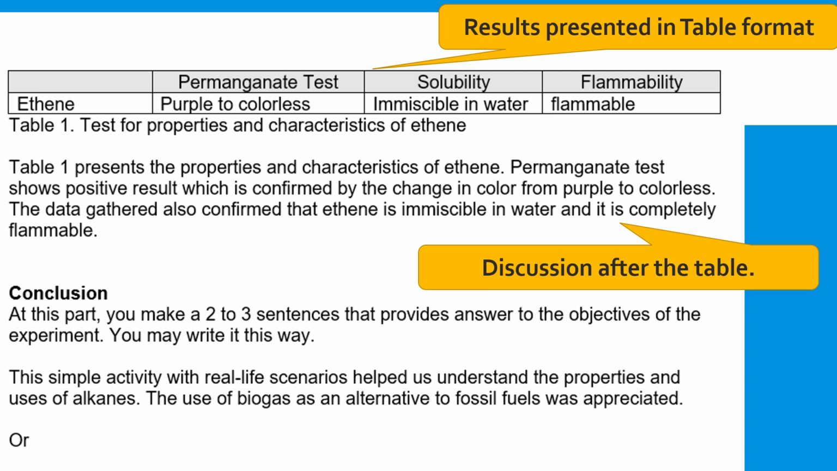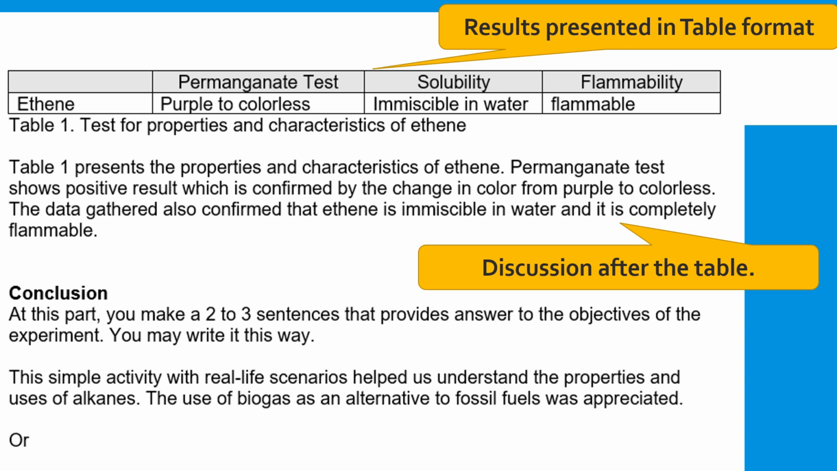Right after the table, you will discuss ano pang laman ng table. Again, in complete sentence, you start with the title, Test for Properties and Characteristics of Ethene. So, table 1 presents the properties and characteristics of ethene. The permanganate test shows positive result, which is confirmed by the change in color from purple to colorless. And then, solubility test and flammability test results.